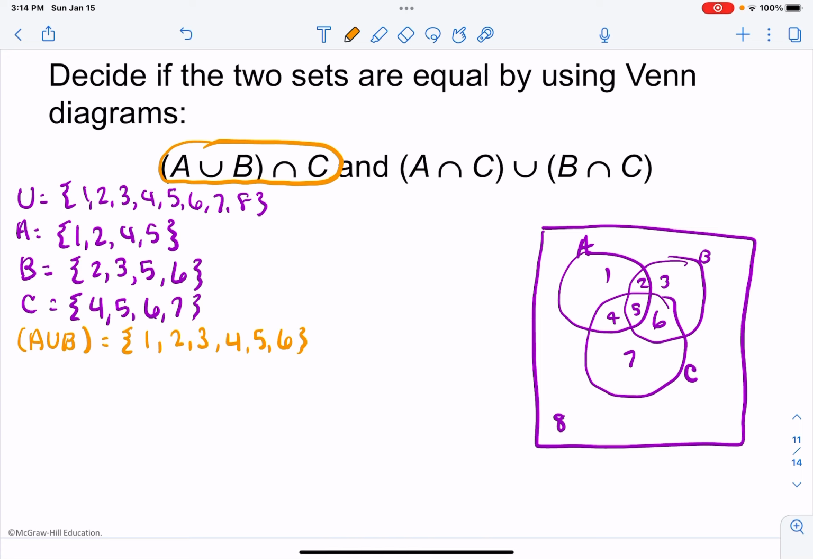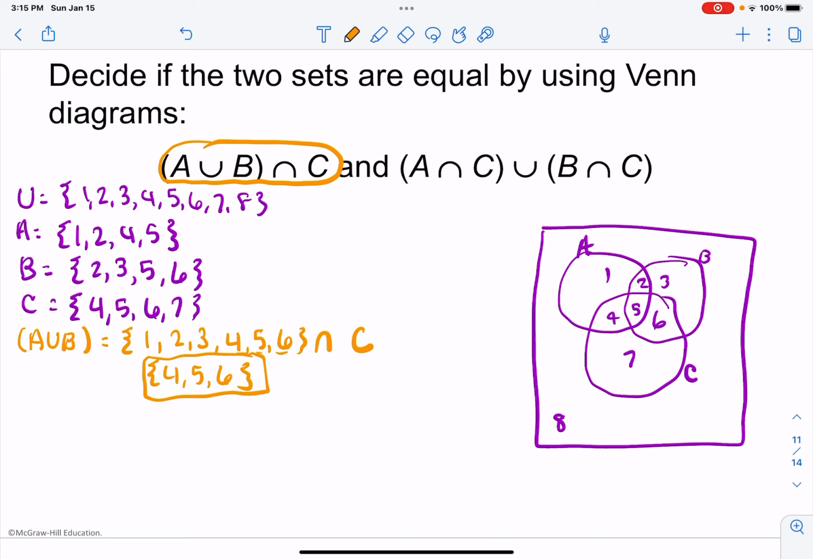Then I have to do the intersection of that with C. Remember, C is 4, 5, 6, and 7. So what do they have in common? If I look, I'm going to see that they have 4, 5, and 6 in common. So I would say the answer is 4, 5, and 6. Hopefully you understood what I did there.